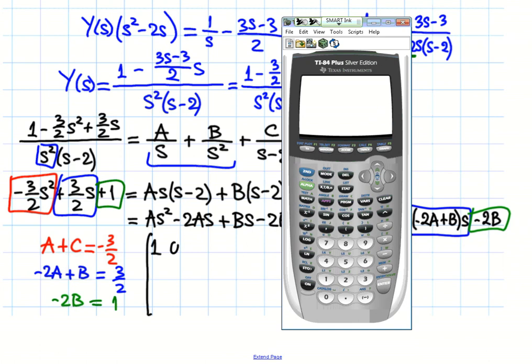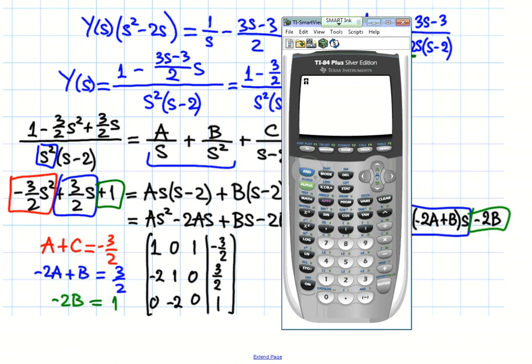1 for A, 0 for B, 1 for C, negative 3 half. Negative 2 for A, 1 for B, 0 for C, and then 3 half. Negative 2B, no A, no C, and 1. So I'm going to put that in the matrix.